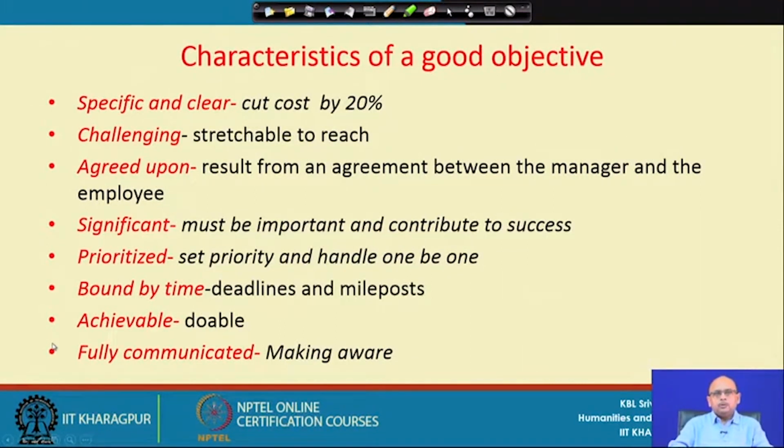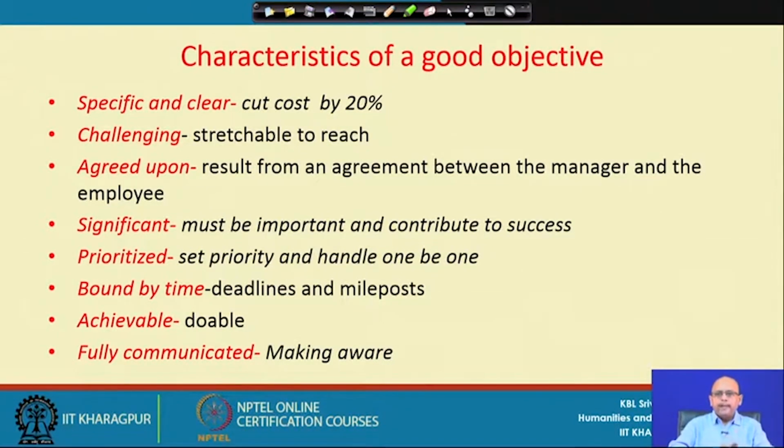Now, when it comes to identifying objectives, you also need to look at the characteristics of a good objective. It has to be specific and clear. For example, you are saying that okay, you need to cut cost by 20%, so it is very specific. It has to be challenging; depending upon the requirement you can stretch it, reduce it or increase it also. Make sure that it is agreed upon by everybody, between the manager and supervisors, that this is the objective that we want to achieve.